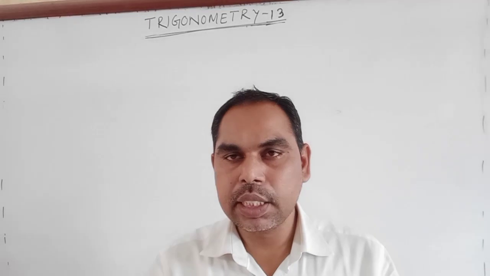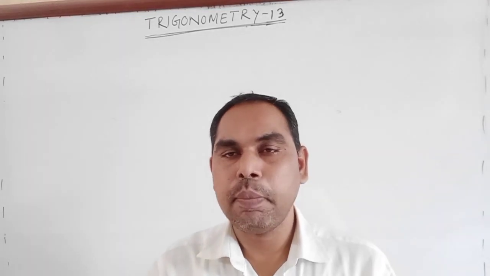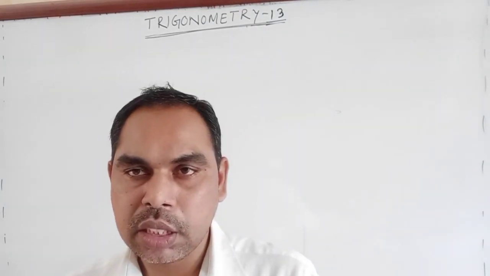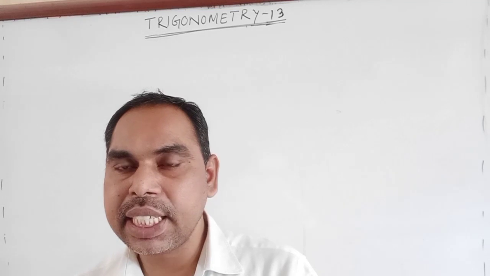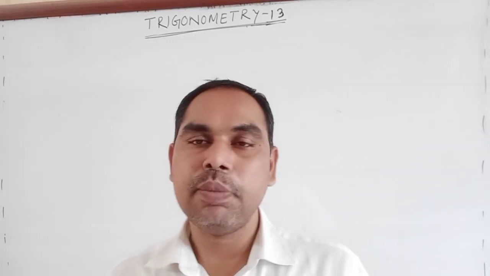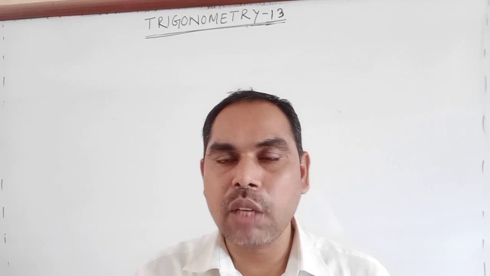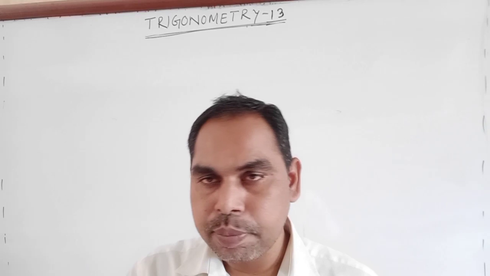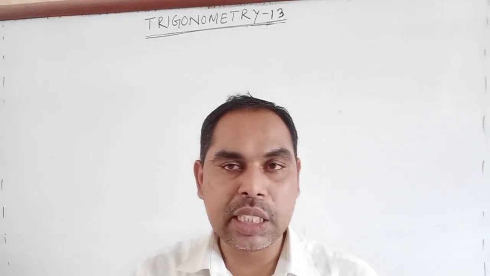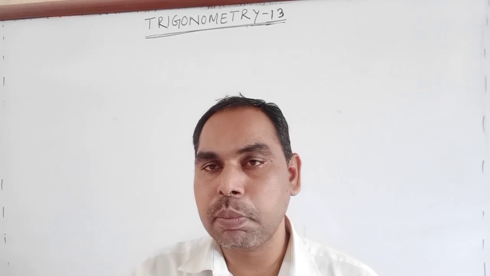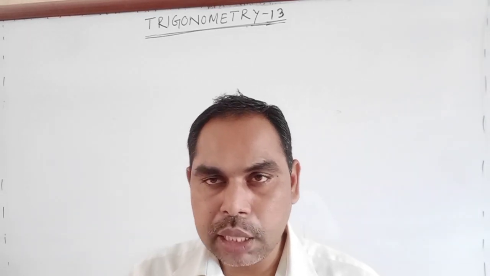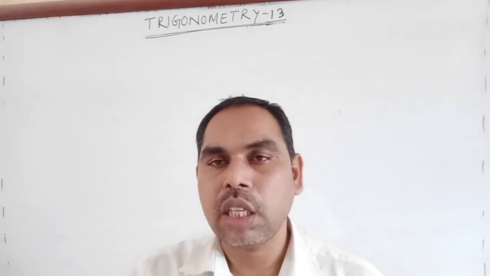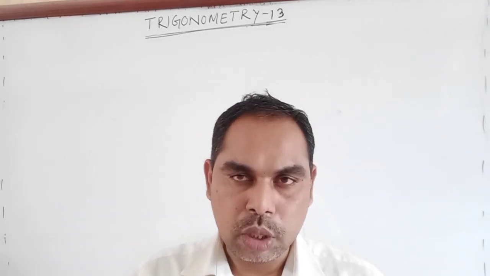In last class, we discussed the maximum value and the minimum value of the function f of x is equal to a sin x plus b cos x plus c. The maximum value of f of x is equal to c plus square root of a square plus b square, and the minimum value of the function f of x is equal to c minus square root of a square plus b square. Today we are going to discuss some other applications of some product rules.